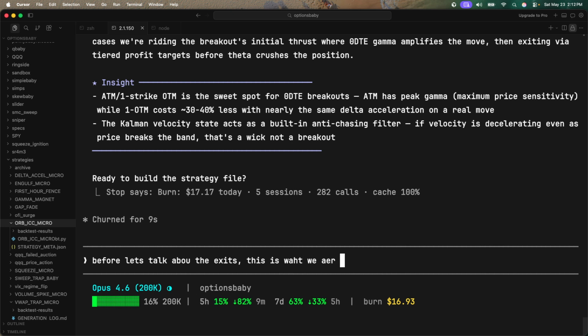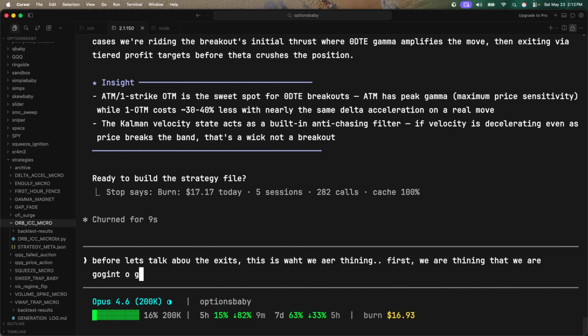This is what we are thinking. First, we are thinking that we are going to go with the following. TP, take profit, is going to be 12.8%. Super scalper. Stop loss: whenever the position goes against us, I want us to be able to stop, not just hope and pray, right? Stop loss is going to be 8%.